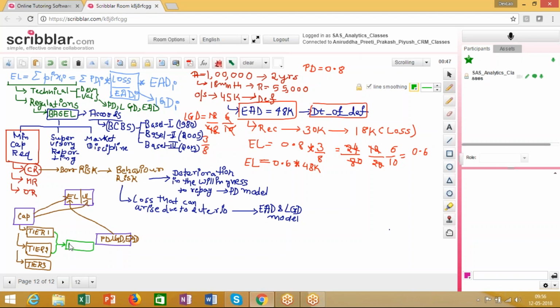So these two tiers together comprise the regulatory capital. Now, talking about regulatory capital as such, what exactly are its components? What is the objective of tier one? What is the objective of tier two capital? What are these capitals composed of?